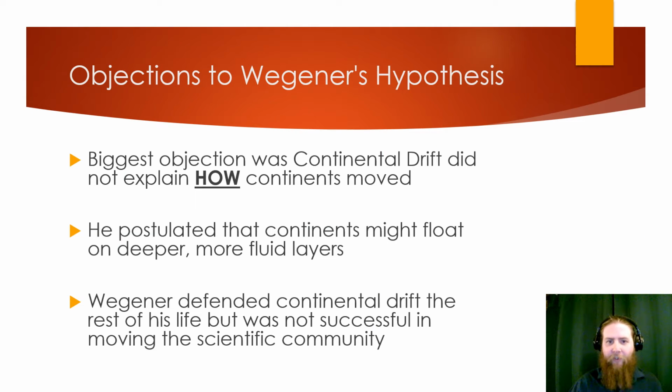There were some objections to Wegener's hypothesis. It wasn't super popular at the time. The backlash was not that the continents have moved, but how have the continents moved? Wegener at the time postulated that continents might float on deeper, more fluid layers beneath them, and he was very, very adamant in defending this hypothesis and defended it his entire life. He truly believed that continental drift was the explanation for these continents' shape and their position on the planet. But he was not successful in his lifetime of moving the scientific community towards this idea of continental drift.